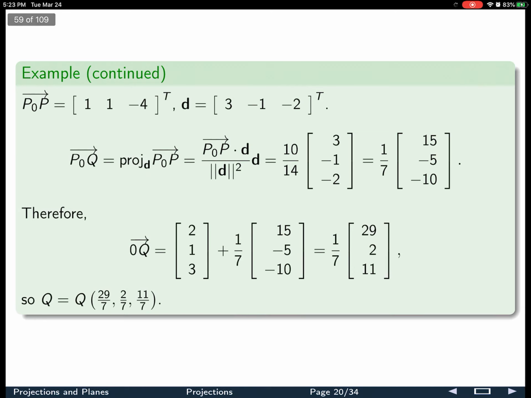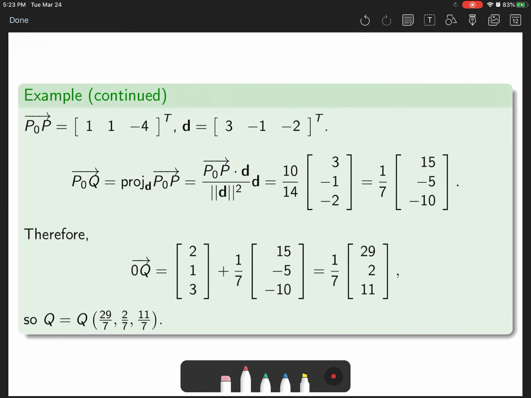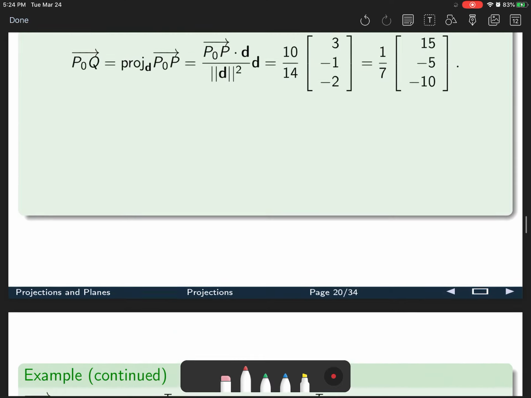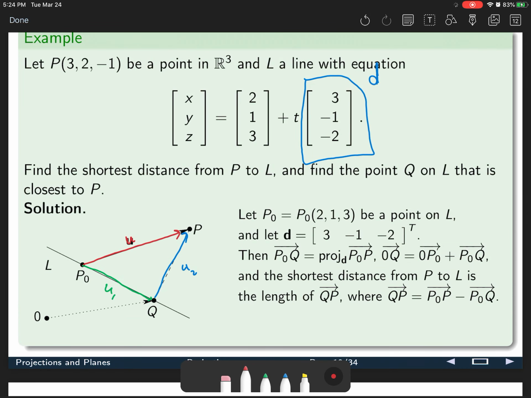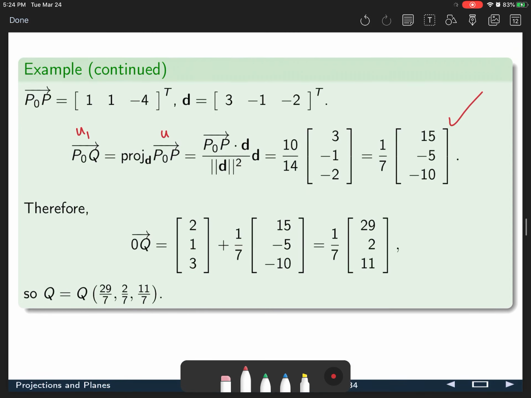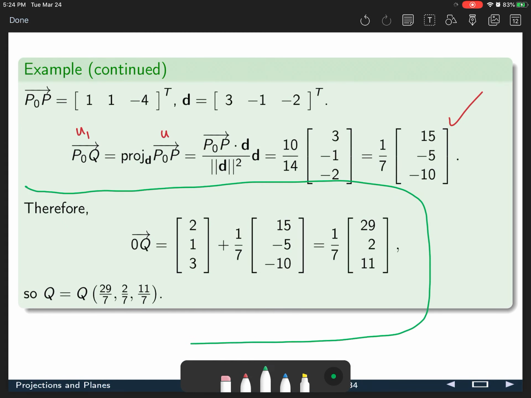This p0 p vector is u. And this one is u1. So we're finding u1 right now. We find u1 over here. And then this calculation down here is locating q. So here we add u1 to the vector version of p0 to get q. That's this whole piece.